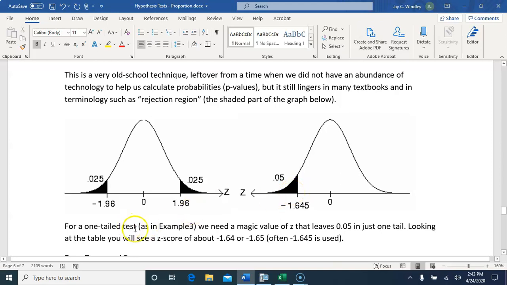If we were doing a one-tailed test like in example 3, we need the magic value of z that leaves 0.05 in the tail. Looking at the table, you'll see that that's a z-score of about negative 1.64 or negative 1.65, and often negative 1.645 is used for that.